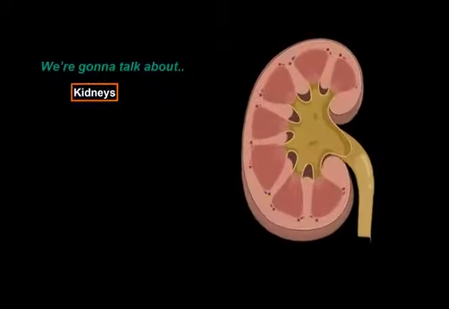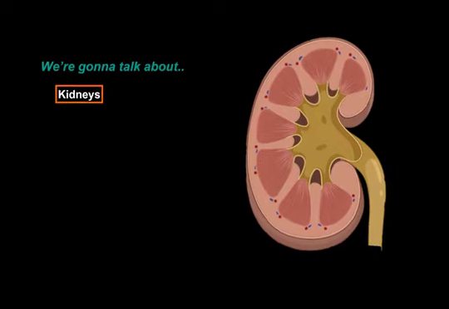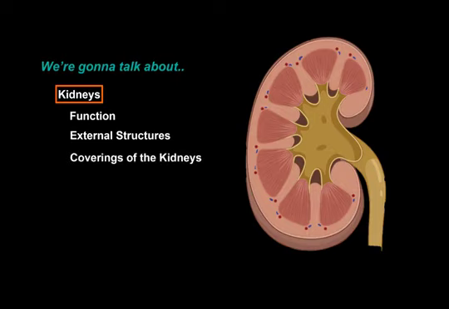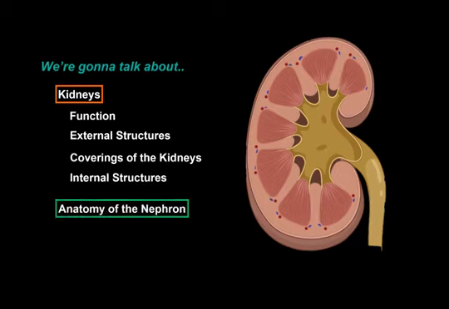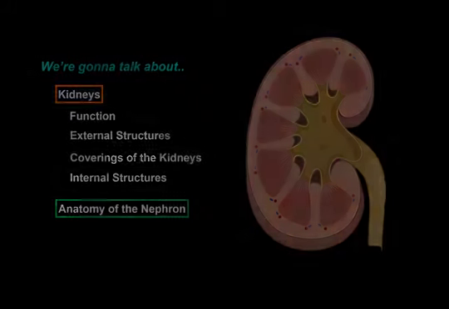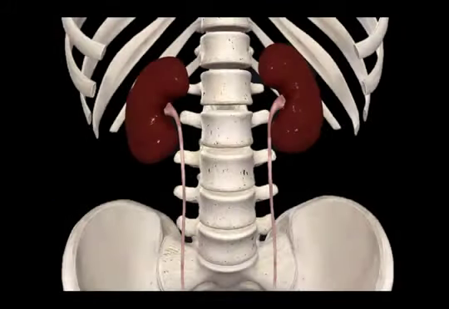start with the kidneys. So in this video, we're first going to talk about the functions of the kidneys. Then we will talk about the external structures and the coverings of the kidneys. After that, we will open the kidneys and cover the internal structures. When we're done with the kidneys, we will talk about the general anatomy of the nephron, which is the functional unit of the kidney.